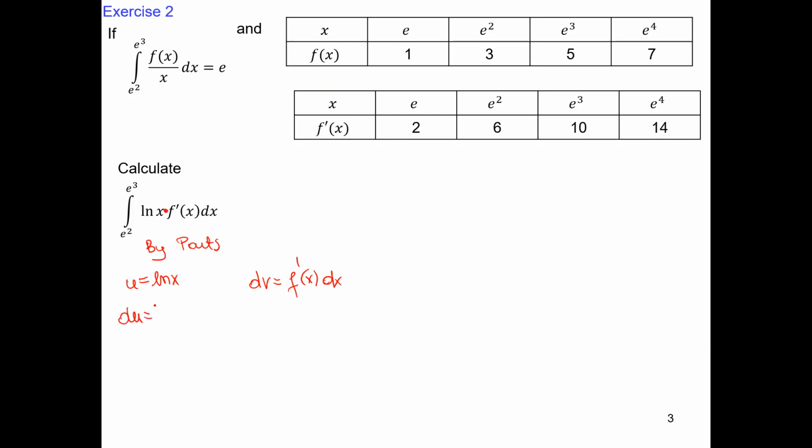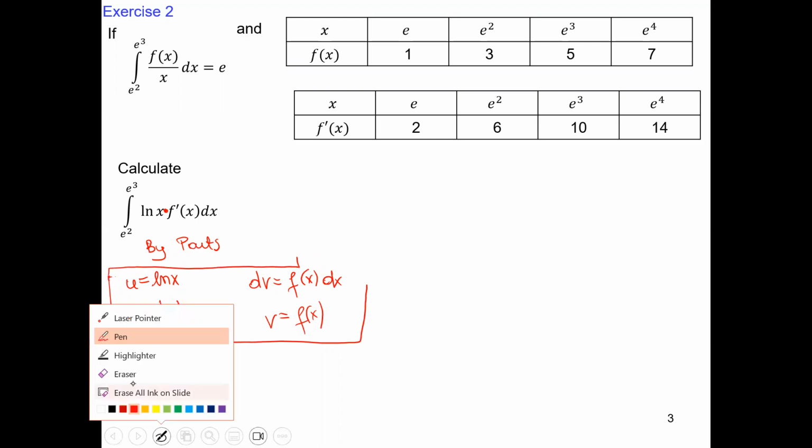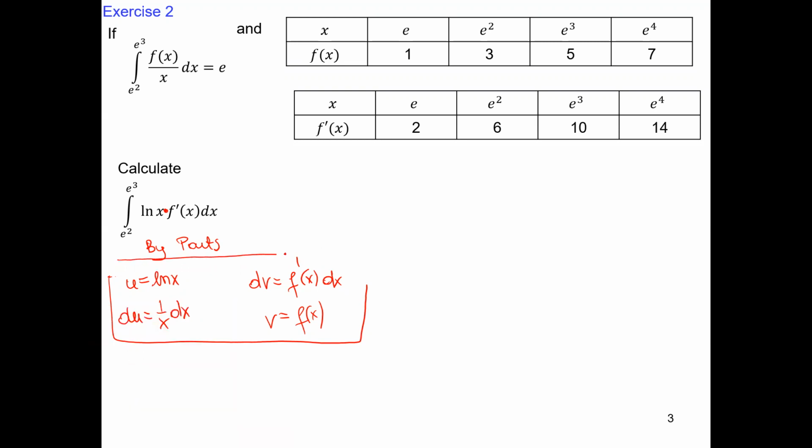Now let's calculate the derivative. The derivative of natural log of x is 1 over x dx. And the antiderivative of f prime of x is f of x. Okay, we do have everything. Let's see where we're going. I hope it's the right direction. Let's make the table correctly. Perfect.